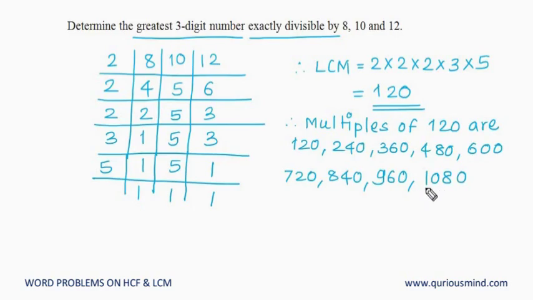4-digit numbers, so we are not interested in 4-digit numbers. So which is the last 3-digit number we have? We have 960. So 960 is the greatest 3-digit number exactly divisible by 8, 10 and 12.